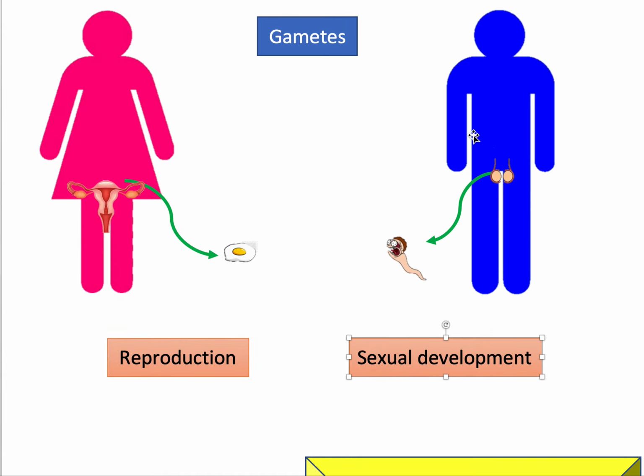A man, a boy, wouldn't be able to turn into a man without his testes, because his testes make hormones that allow him to develop into a man. A female, a little girl, would not be able to turn into a woman without her ovaries, because they make the hormones that allow a female to become a woman. Okay, so it's also part of developing you, allowing you to develop sexually.